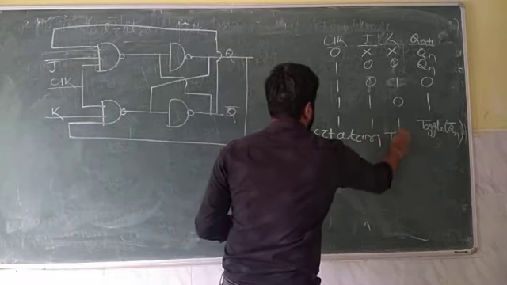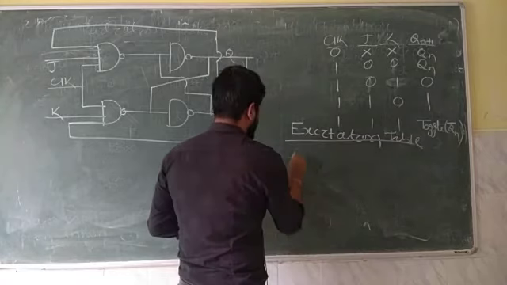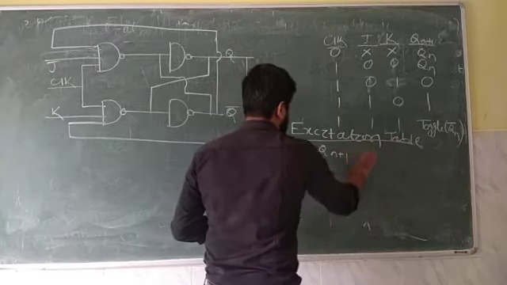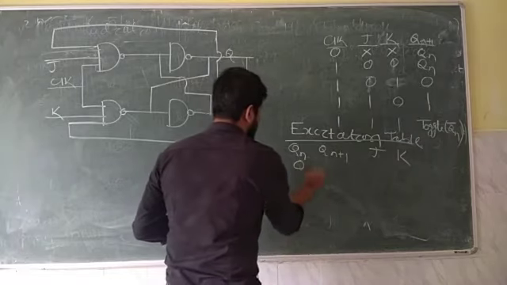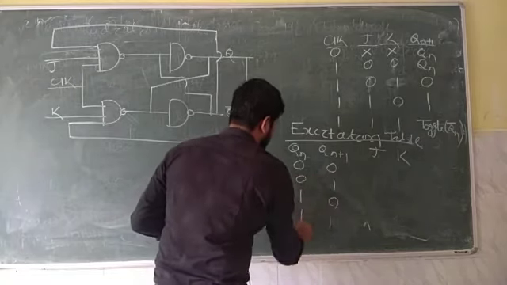Excitation table. So in the excitation table we need Qn, Qn plus 1, and J and K. So for Qn and Qn plus 1, you have two variables: 0 0, 0 1, 1 0 and 1 1.